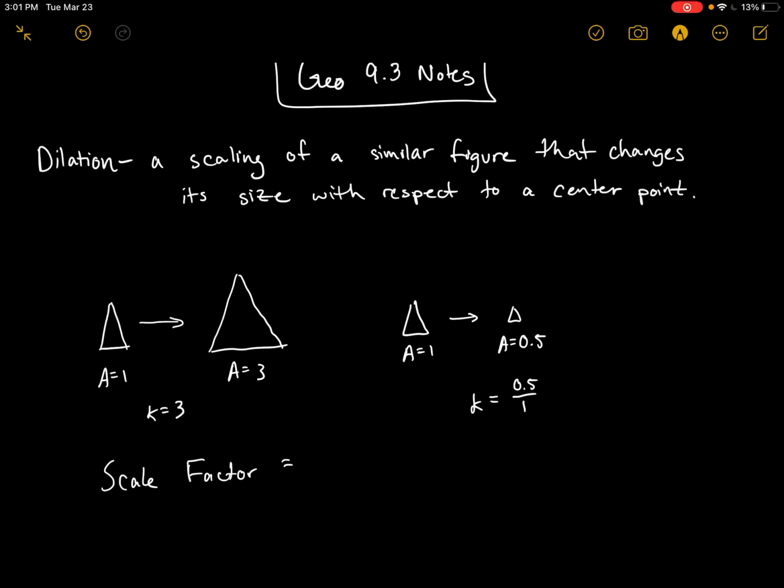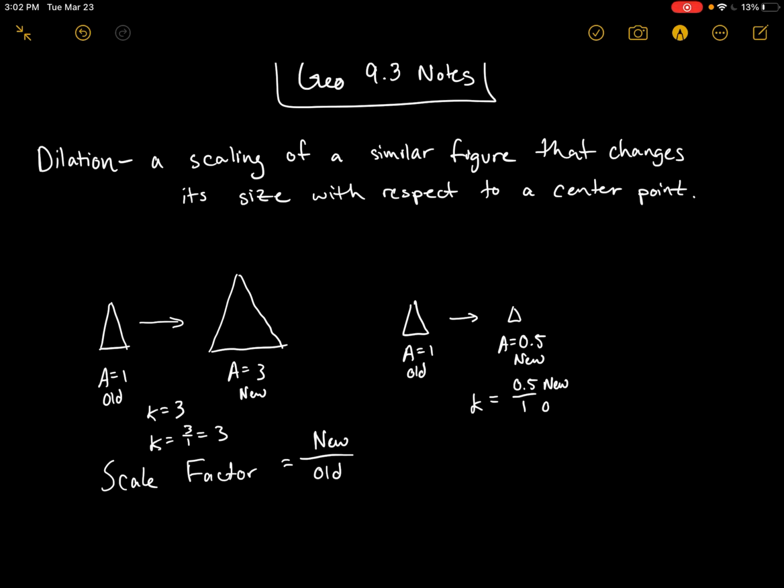So the way that we calculate this is, for scale factor, we take our new point and we divide it by the old, or where we started. So for our scale factor of 3, in this case, our new point was 3 and our old point was 1. So to calculate that, we did k equals 3 over 1, which just equals 3.